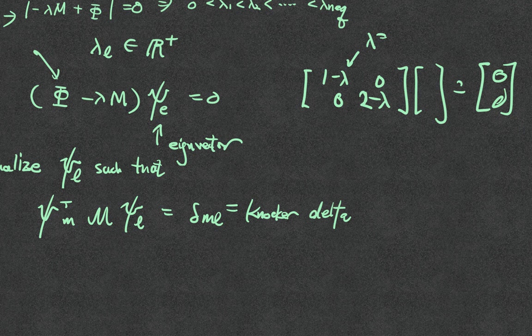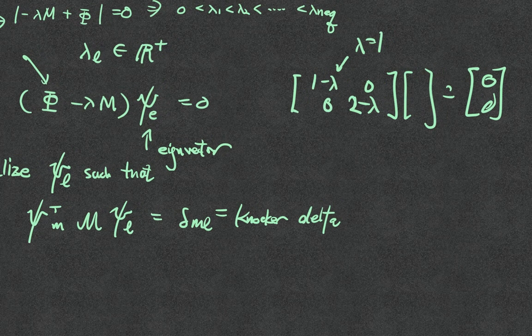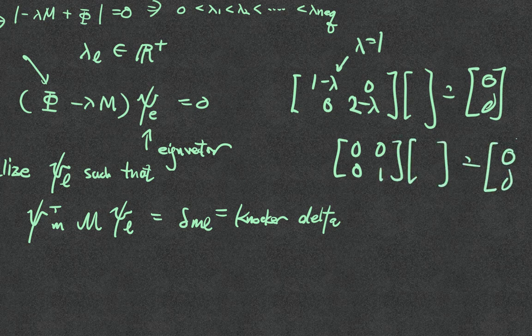And lambda equals 1, let's say. What would be the eigenvector? Just 1, 0, right? Sorry, just 0, 1, right? Or 1, 0. Okay, let me write it out. So if lambda equals 1, then I will have 0, 0, 0, 1, which is actually equal to 0, 0. So what would be the eigenvector?